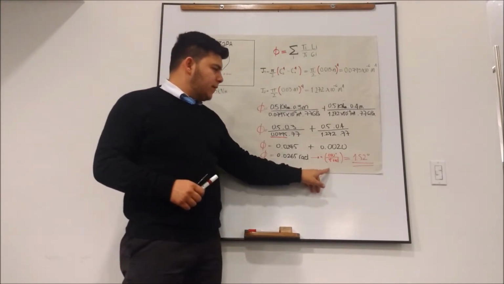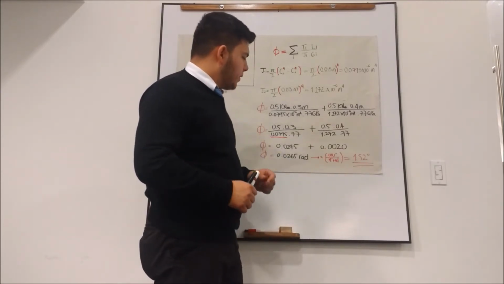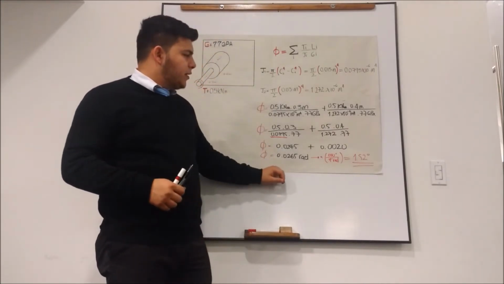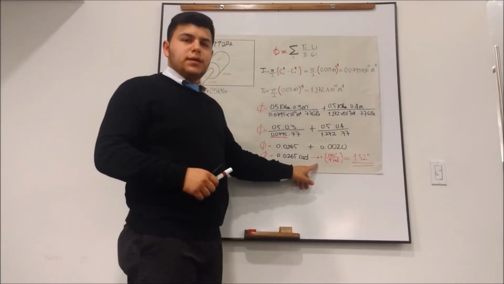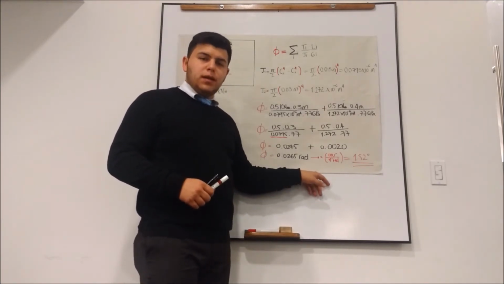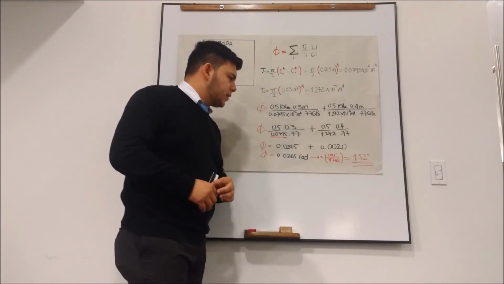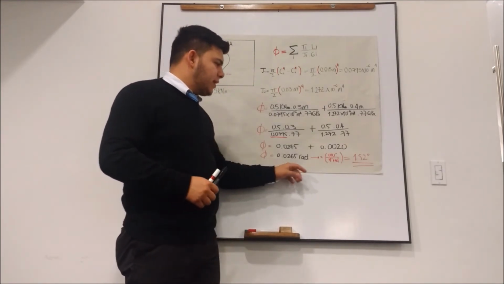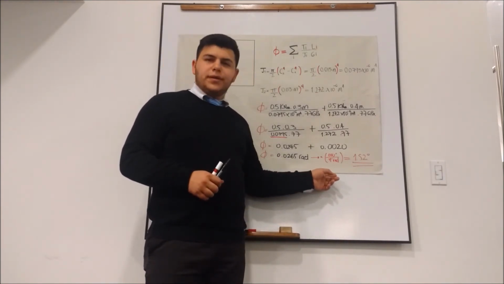If you want to know it in degrees, we simply multiply by our conversion factor of 180 over pi, since 180 degrees is pi radians. This gives us the angle of twist at the free end: 0.0265 times 180 divided by pi gives us 1.52 degrees.